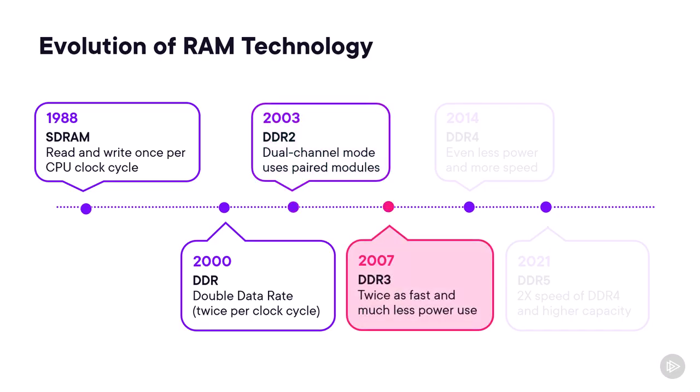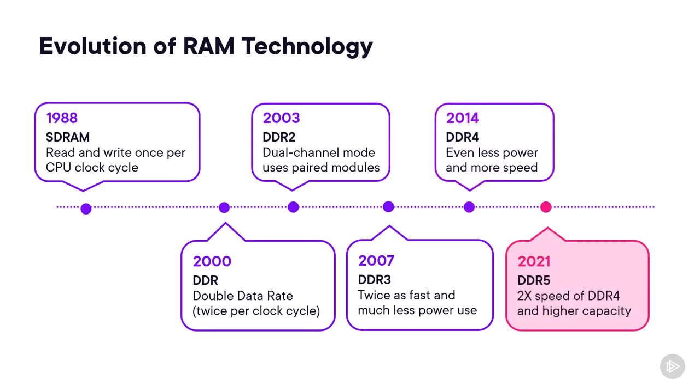2007 brought us DDR3, with approximately double the speed of DDR2 and dramatically lower power requirements. Great news for laptop users. The DDR4 generation made improvements in both the power usage area and the performance area, and today's DDR5 took yet another big speed jump and also increased the maximum module capacity. Modern computers today usually use DDR5 modules.